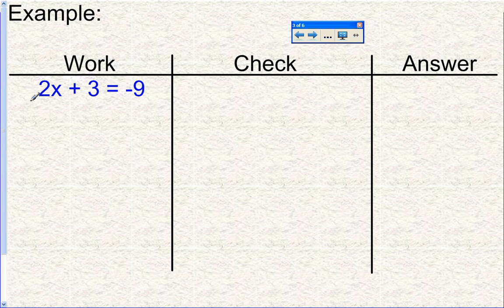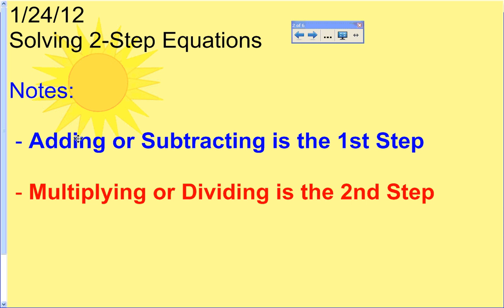So again, we're always looking at the side of the equation that has the variable. So we're looking at this side of the equation. We have a 2 we have to get rid of, and we have a 3 we have to get rid of. The 2, hopefully you see that when we get rid of the 2, it's 2 times x, so we're going to be dividing by 2. To get rid of the 3, it's plus 3, so we're going to do the opposite and subtract 3 from both sides. So the first page of the notes said, let's look back, adding or subtracting is the first step.